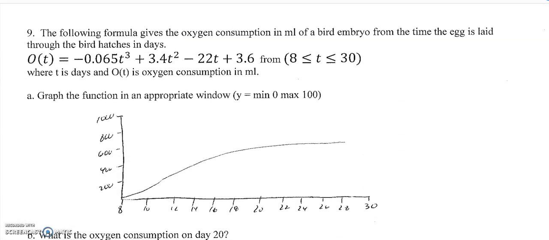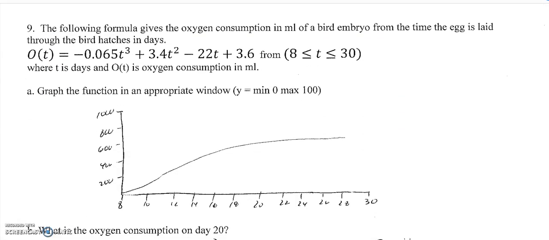Question 9. The following formula gives the oxygen consumption in milliliters of a bird embryo from the time the egg is laid through the time the bird hatches, in days. So we have O of t equals negative 0.065 t cubed plus 3.4 t squared minus 22t plus 3.6, from t of 8 to 30. So remember, our input t is in days and our output is oxygen consumption in milliliters.